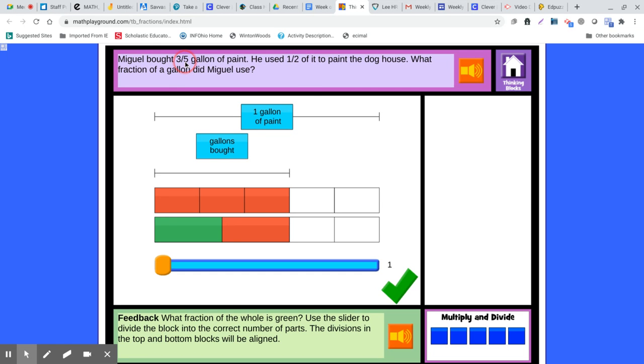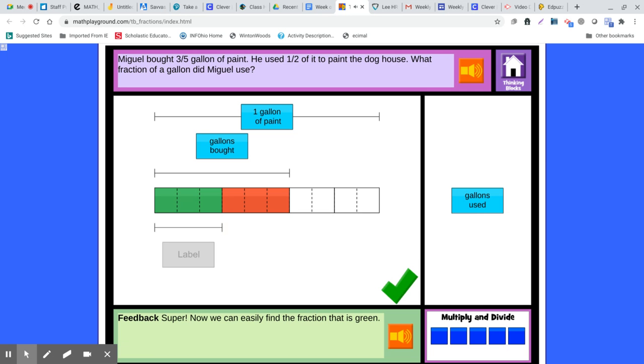So what's the LCM of 5 and 2? What's the least common multiple of 5 and 2? So I need a common denominator. Anybody? 2, 4, 6, 8, 10. Does 5 go into 10? Yeah, so I'm going to make it 10. Super.